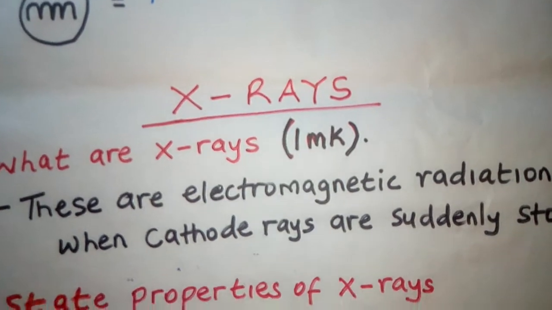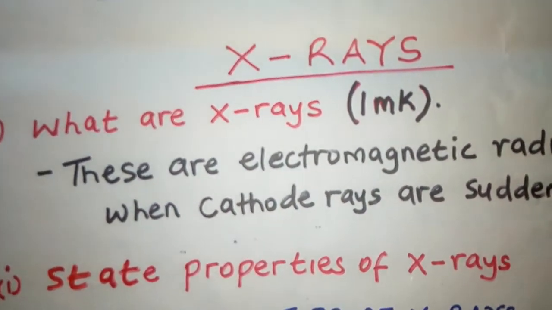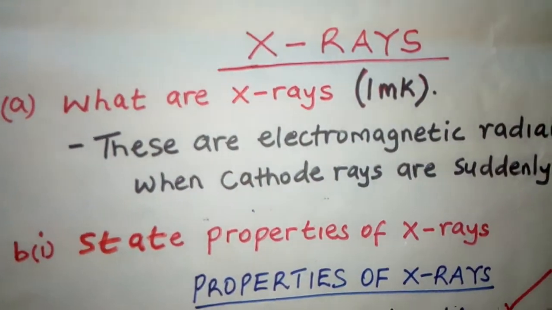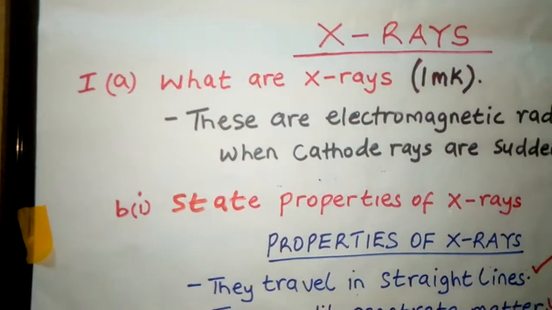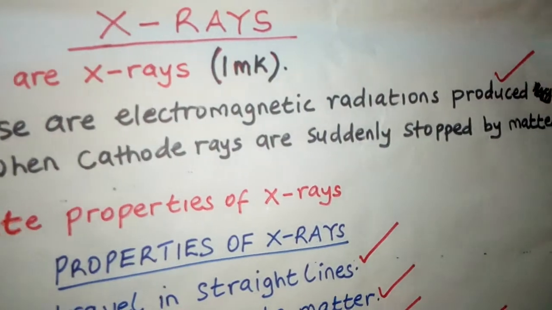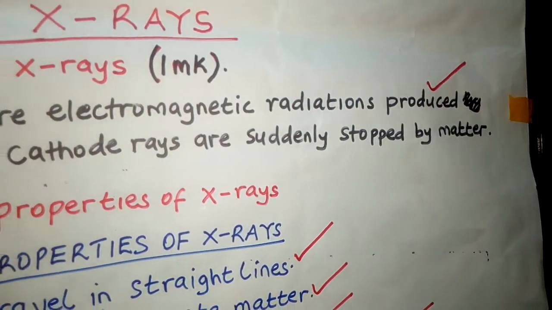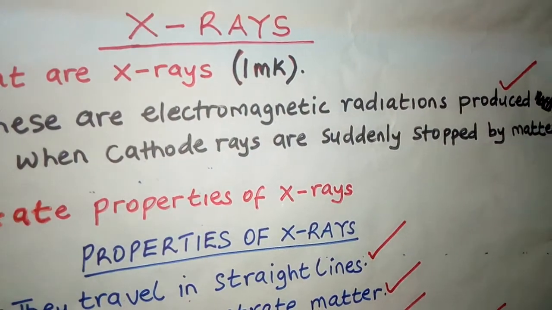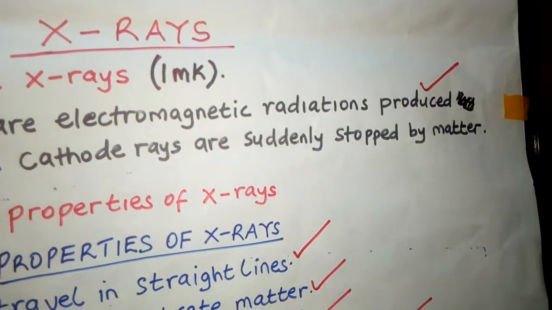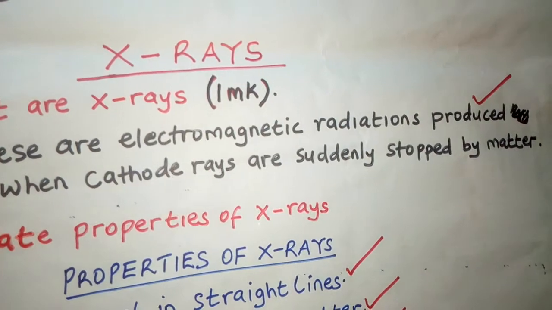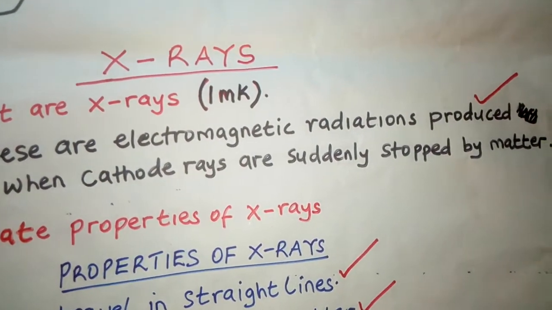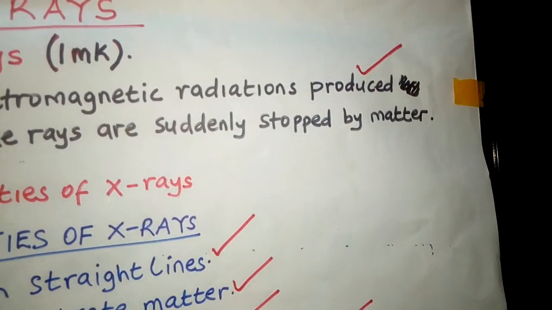Now let's move on to X-rays. And we shall begin by asking ourselves a good question. What are X-rays? One mark. X-rays are electromagnetic radiations produced when cathode rays are suddenly stopped by matter. You see, when cathode rays are suddenly stopped by matter.